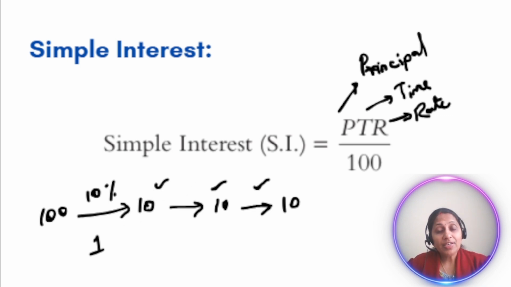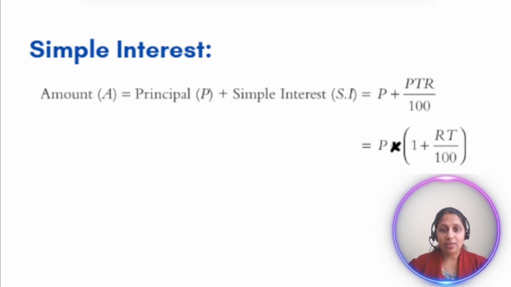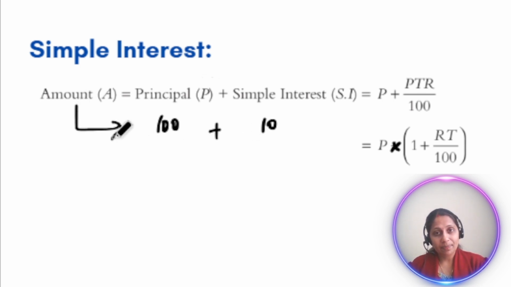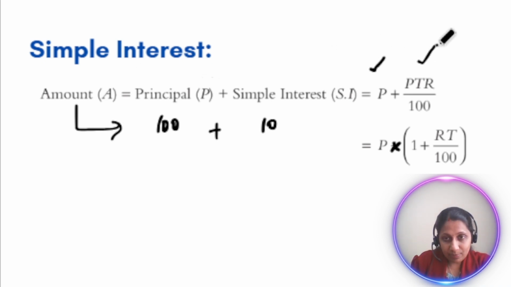So once we get the simple interest, we can find how much amount we have to pay at the end of a certain period, which is the principal plus the simple interest. Say for example, in this case, I got 100 and the simple interest is 10. So totally 100 plus 10 is my final amount that I have to pay. So the final amount that we have to pay is nothing but your principal plus the simple interest. If you substitute in the formula and combine, it is P times (1 plus RT by 100). This is simple interest. Very simple, very easy for you to understand.